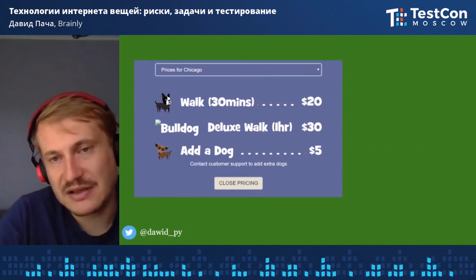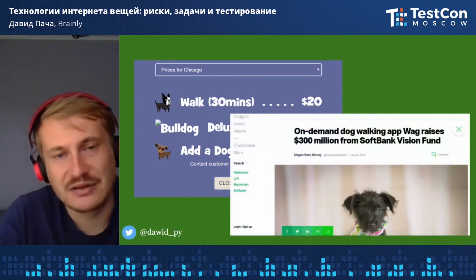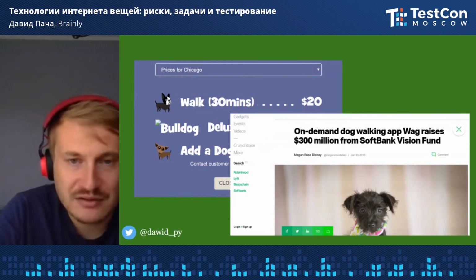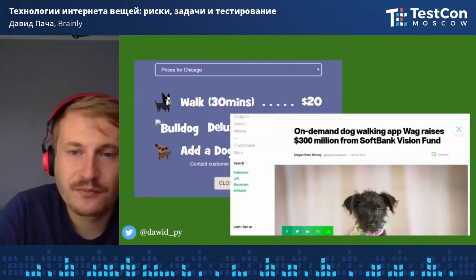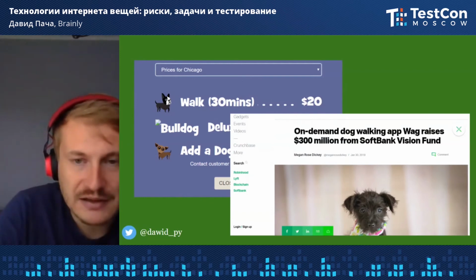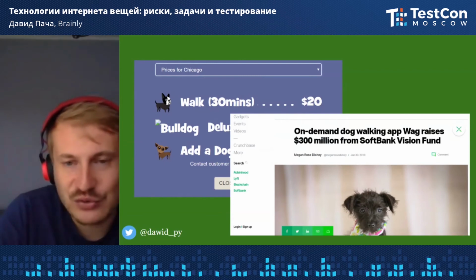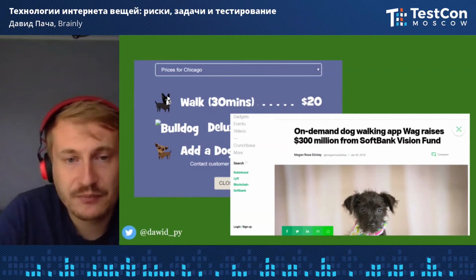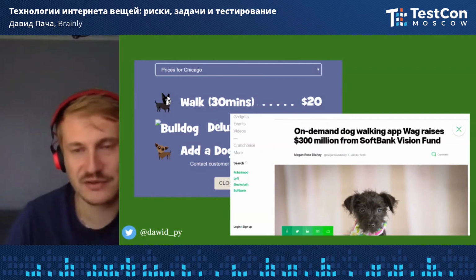But the issue here was that the company raised 300 million from one of the founding rounds, being just the application to go out with your pets. So that shows how the market behaves. And yeah, that was the last one.